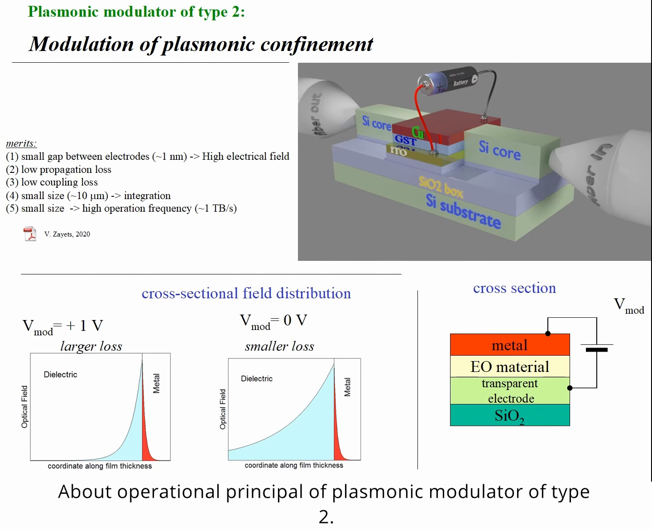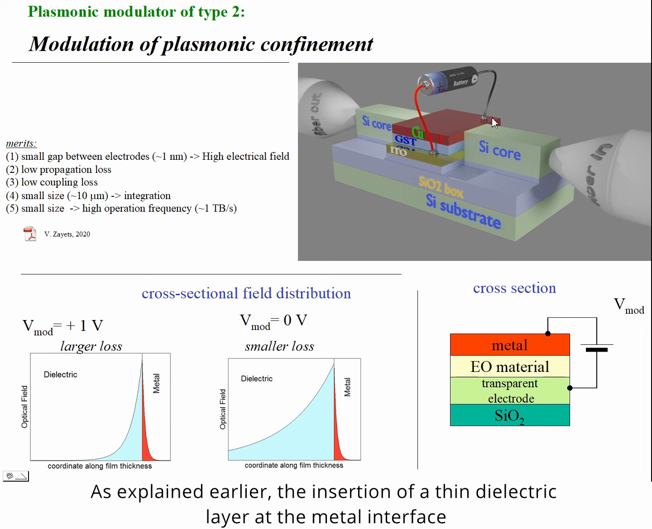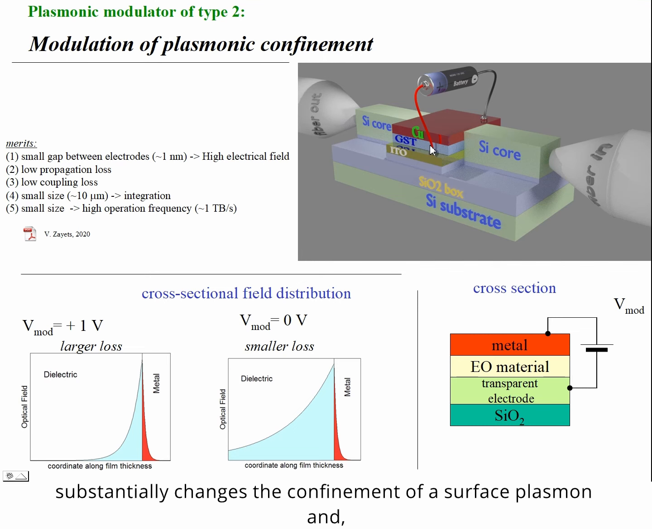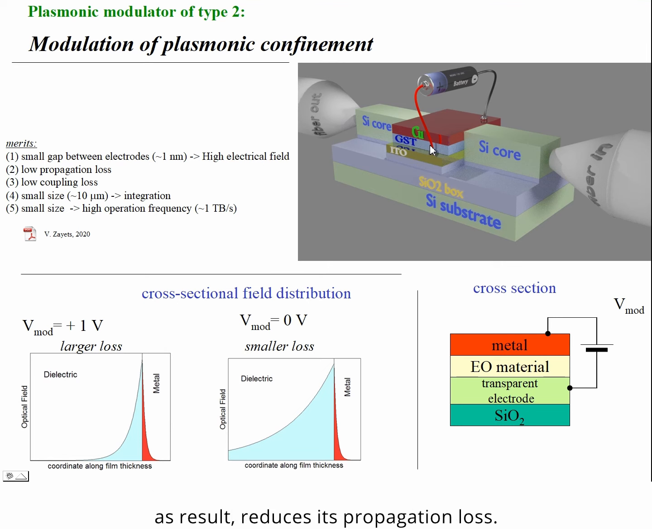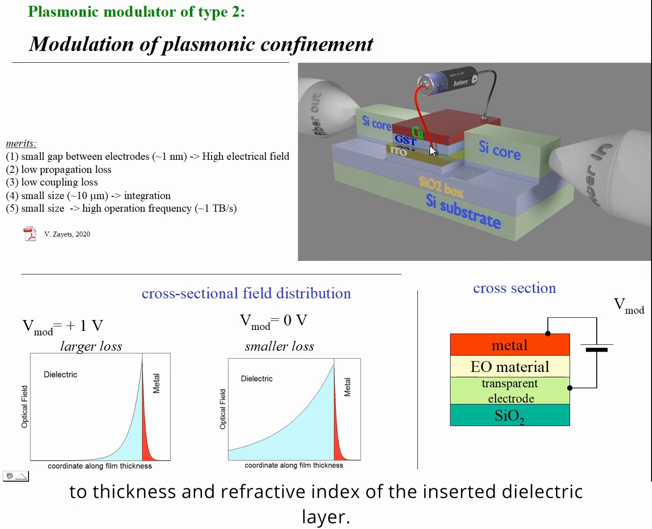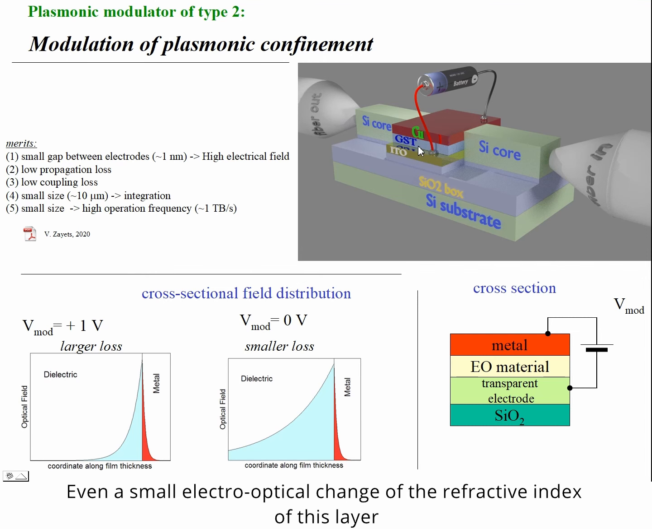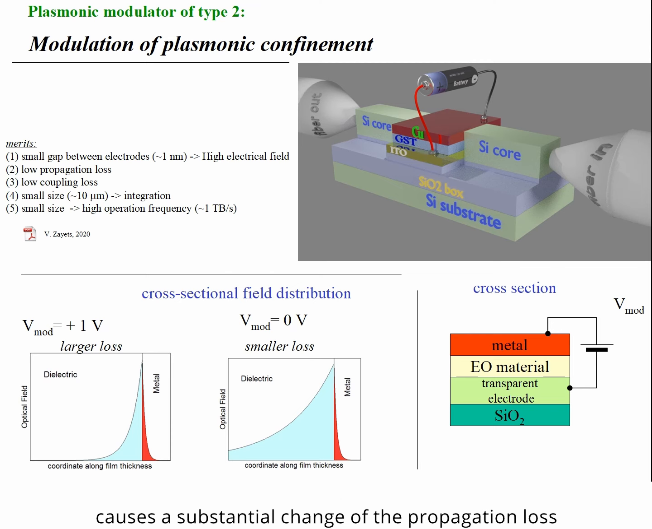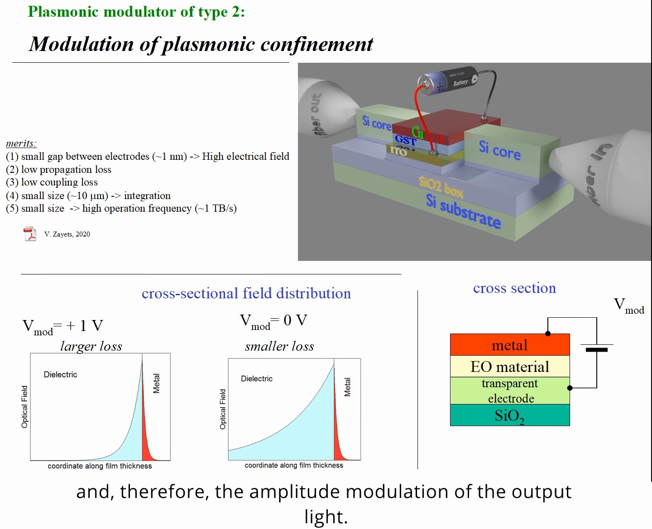About the operational principle of plasmonic modulator of type 2. As explained earlier, the insertion of thin dielectric layer at the metal interface substantially changes the confinement of surface plasmon and as a result reduces its propagation loss. The confinement and the plasmon loss are very sensitive to thickness and refractive index of inserted dielectric layer. Even a small electro-optical change of the refractive index of this layer causes a substantial change of propagation loss and therefore the amplitude modulation of the output light.